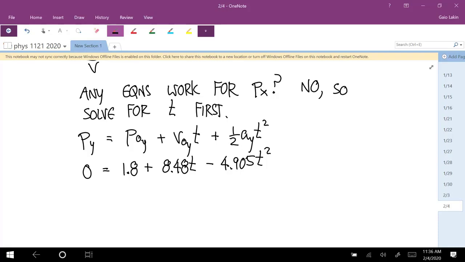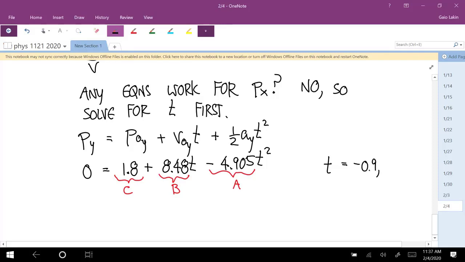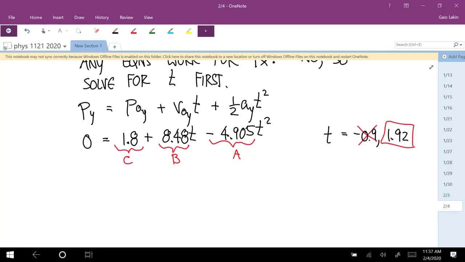So yeah, how are we going to solve that? That's right. So this is A, this is B, this is C. Anybody have a quadratic programmed into your calculator? I have two answers, -0.19 and then 1.92. Okay. So those are the two roots of this quadratic equation. Which of those two do we want? Yeah, we're never using negative times, so this is the one we want. And now that we have t, now we can plug that into this equation.